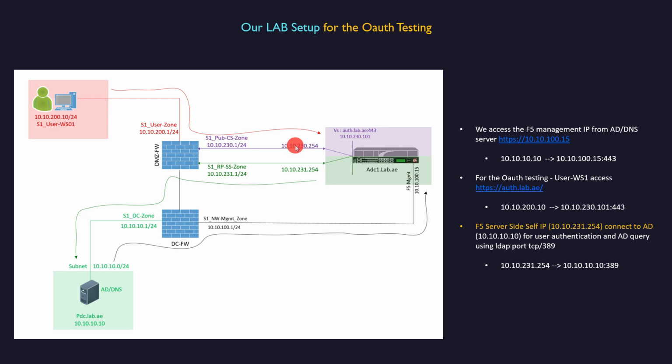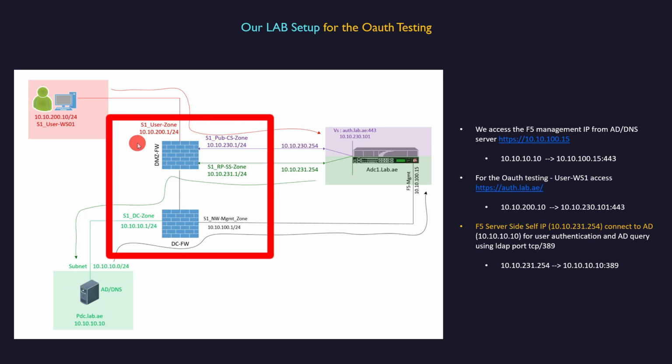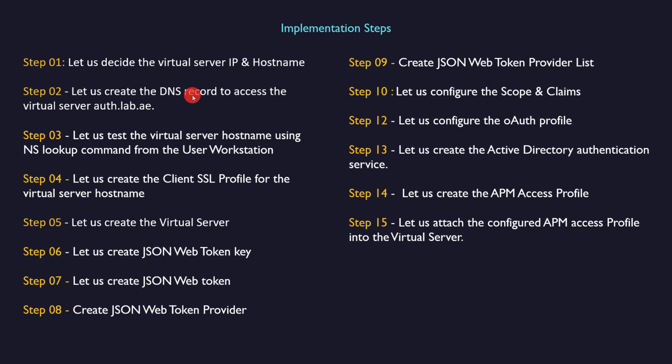This is our lab setup for OAuth testing. We access the F5 management IP from AD or DNS server. Also, for the OAuth testing, User Workstation 1 accesses https://auth.lab.ae. Also, the F5 server-side self-IP connects to Active Directory for the user authentication and AD query using LDAP port TCP 389. So far, we have opened all the necessary ports on the firewall. There are 15 steps to complete the configuration. Let us proceed configuring all the steps.